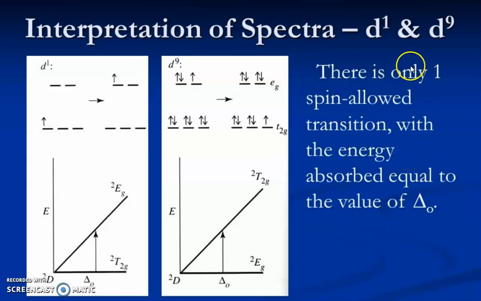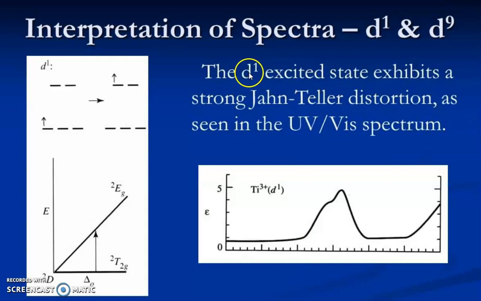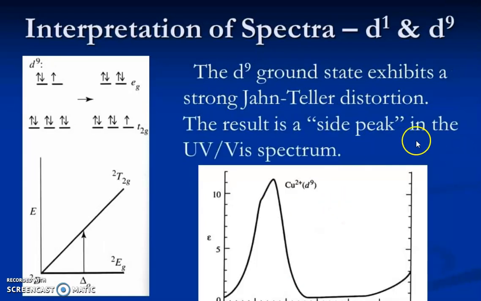So, interpretation of spectra, d1 and d9. There is only one spin allowed transition with the energy absorbed equal to the value of delta naught. So, here one transition, here one transition, d1 and d9 systems. Now, interpretation of spectra d1 and d9. The d1 excited state exhibits a strong Jahn-Teller distortion, as is seen in the UV-visible spectra. It should be sharp, but there is a hump due to Jahn-Teller distortion. Now, the d9 system also has a side peak, and in d9 the state exhibits a strong Jahn-Teller distortion. The result is a side peak in the UV-visible spectra.